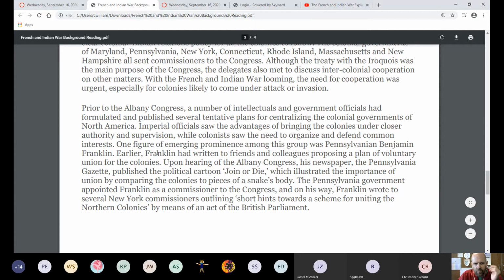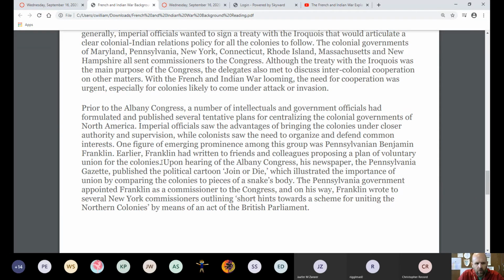One figure of emerging prominence among this group was Pennsylvanian Benjamin Franklin. Earlier, Franklin had written to friends and colleagues proposing a plan of voluntary union for the colonies. Upon hearing of the Albany Congress, his newspaper, the Pennsylvania Gazette, published the political cartoon Join or Die, which illustrated the importance of union by comparing the colonies to pieces of a snake's body.